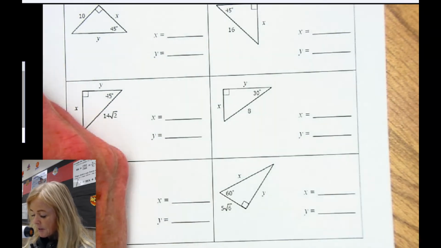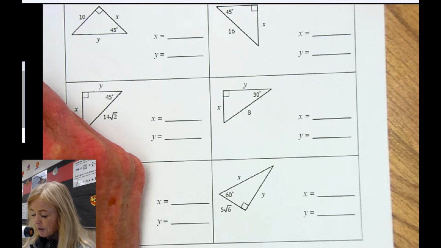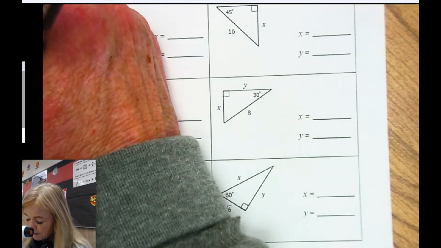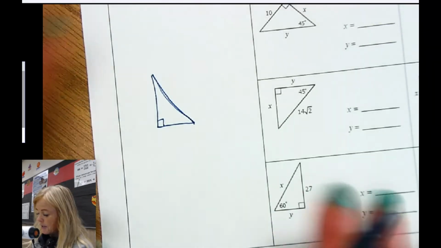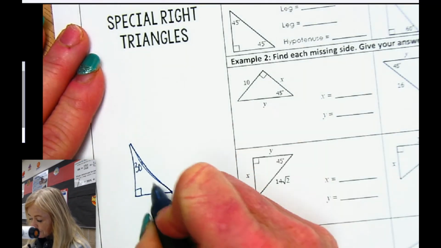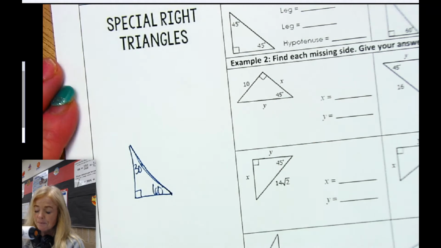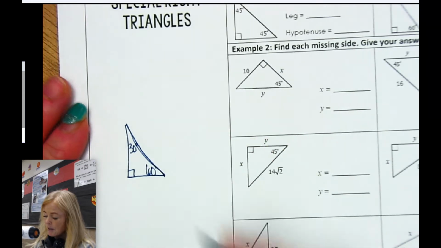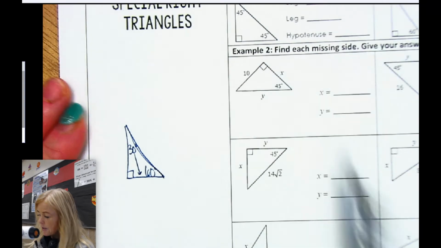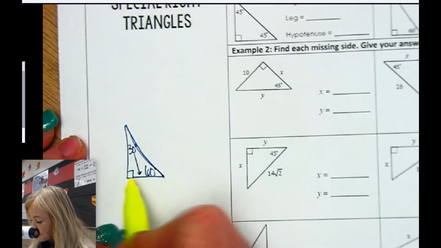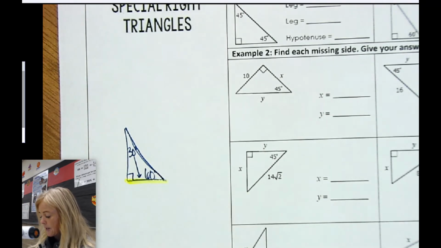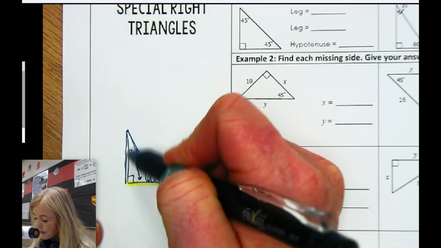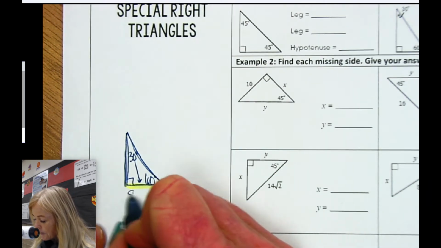What happens with these, and I can actually draw it bigger now because I got a fresh page, is you have a 30, 60, 90 triangle right here, and you have a 30-degree angle and a 60-degree angle. Across from the 30-degree angle right here, we call this the short leg. The two legs come together to form the right angle. One's short, one's long.